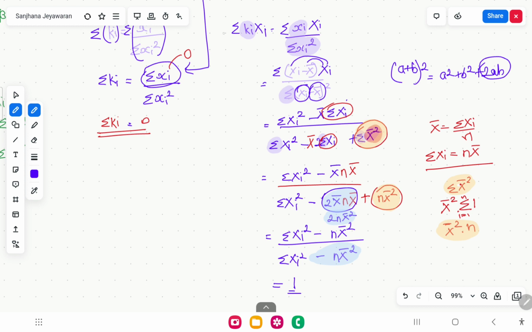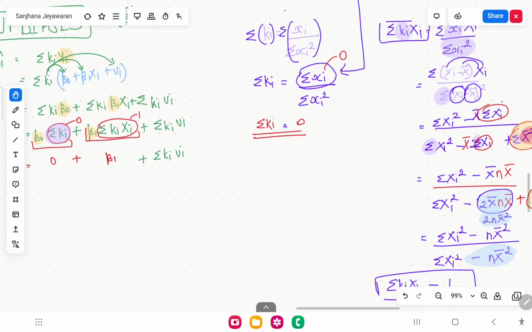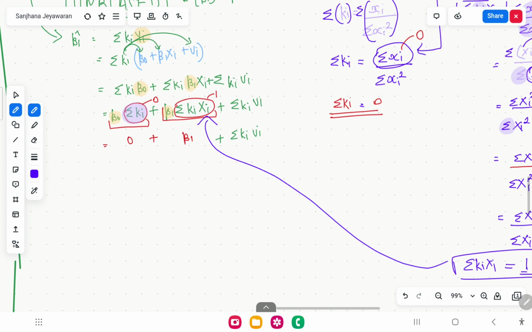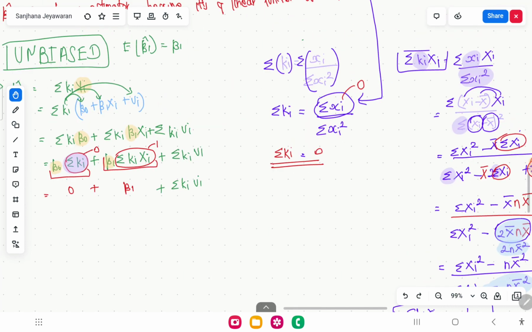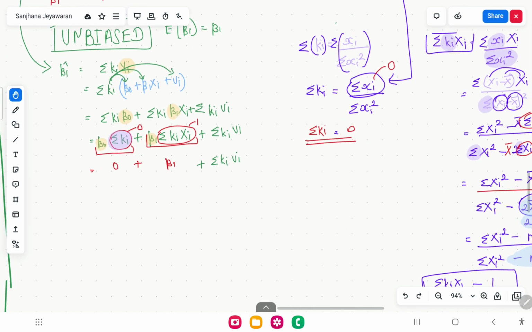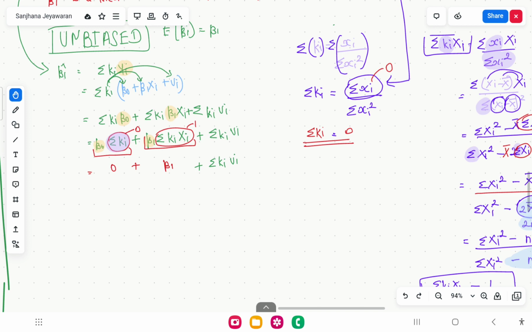So what did we want to prove? Sigma kixi, that is equal to 1. So we take that and plug it here. So when we plug that over there, beta 1 into 1, beta 1 remains as it is, and we get this. And this whole thing is equal to what? Beta 1.